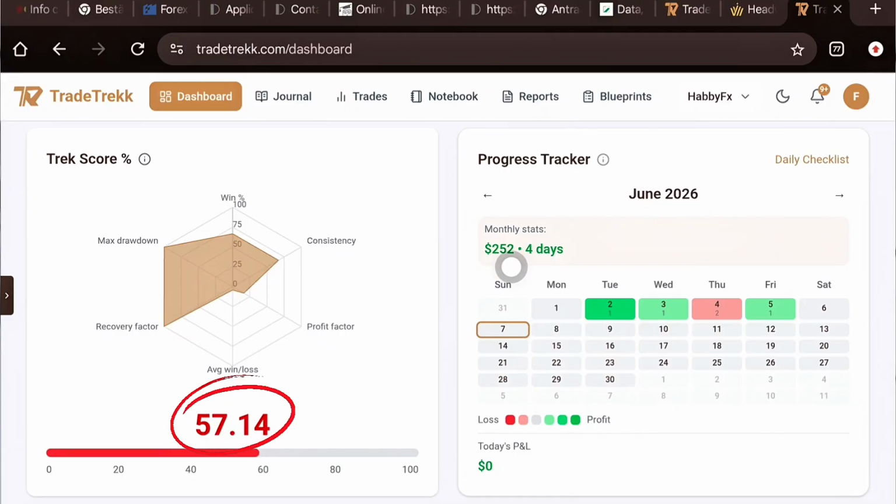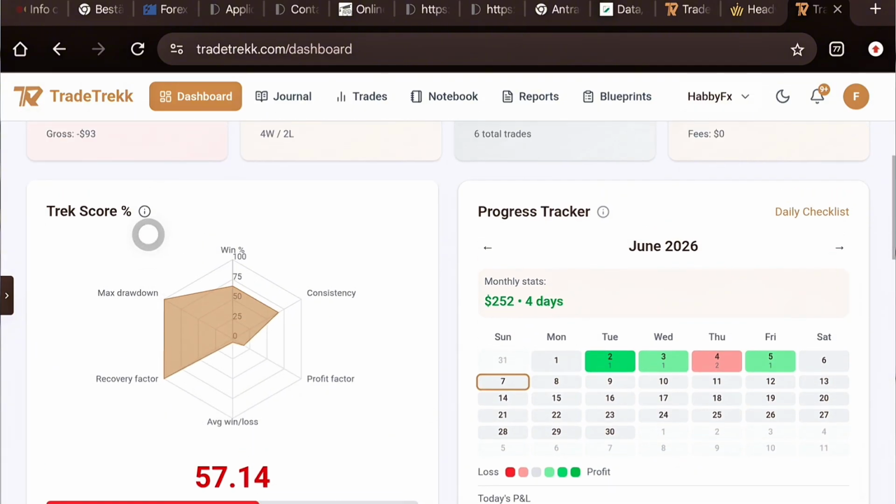Then let's look at this. His 4 days trades. So I made about $252 consecutively. So this happened 4 days back to back. And then his TradeTech score is 57.14, which is actually not bad. I mean, it's above average, so it's not bad.